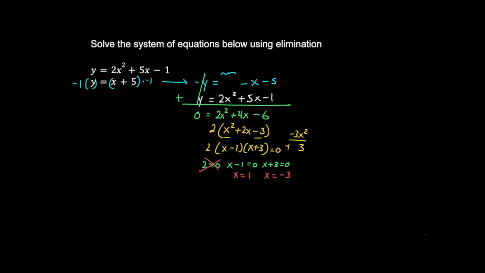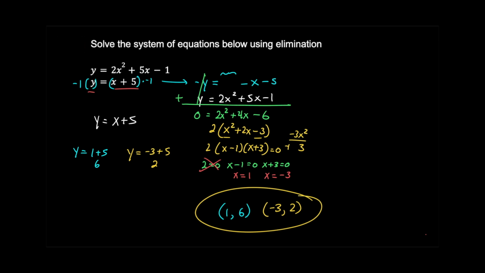I think the best way to do it this time will be to take the original second equation, the y equals x plus 5, and plug our two x values in. So if I plug my first x value 1 in, so y equals 1 plus 5, 1 plus 5 is 6, gives me the first ordered pair 1, 6. And if I plug my second x value in, which is negative 3, y equals negative 3 plus 5, negative 3 plus 5 is 2, so negative 3, 2. So there's my two solutions.